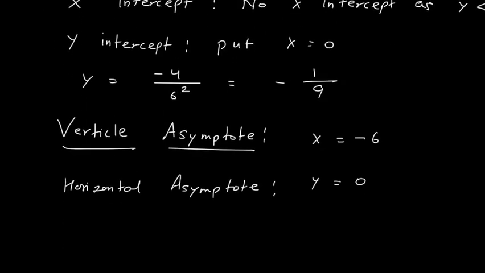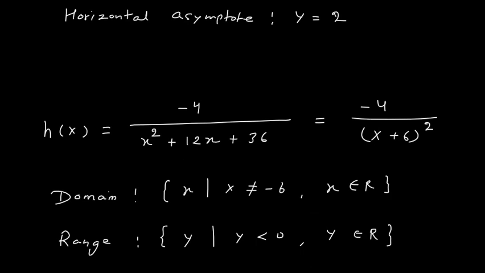And now this is the final function. h(x) is equal to minus 4 divided by x square plus 12x plus 36. Now easily I can see that this 36 can be divided into two factors, 6 and 6, whose sum is 12. So as I am getting the same factors, I can say that this x square plus 12x plus 36 is (x plus 6) the whole square. You know the formula of (a plus b) the whole square, it is a square plus 2ab plus b square. So I compared with that and I got the denominator as (x plus 6) the whole square.